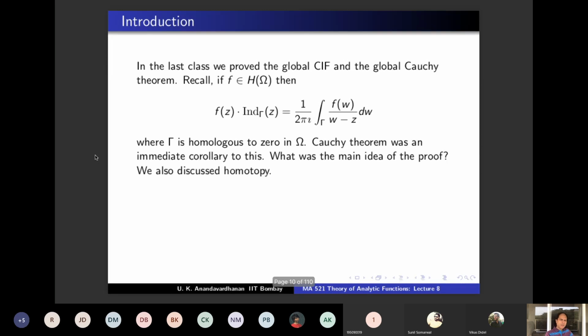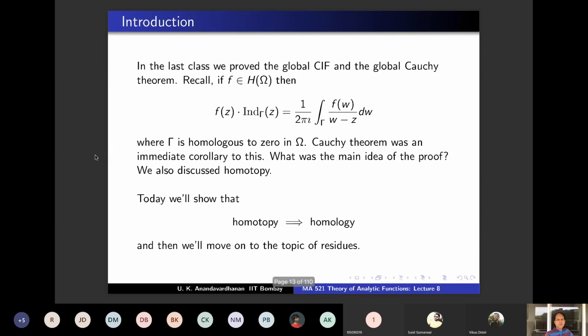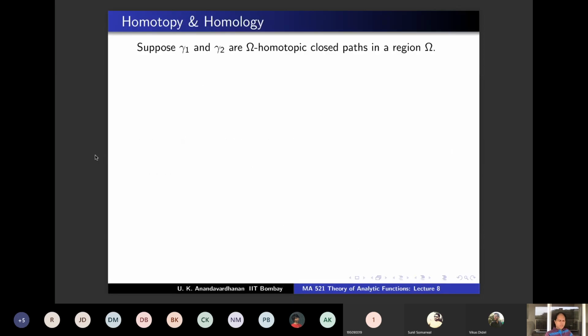So this was the main idea, and then we discussed homotopy. Today we will show that if two closed paths are homotopic, then they are homologous. And then we will move on to the topic of residues, just start and prove the residue theorem, and the rest we will do from the next class onwards. So this is the agenda for today. Let's start with homotopy implies homology.